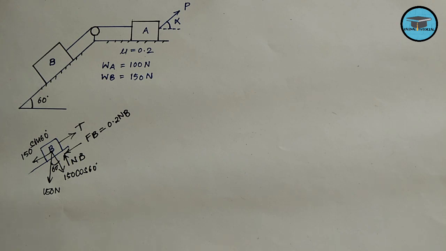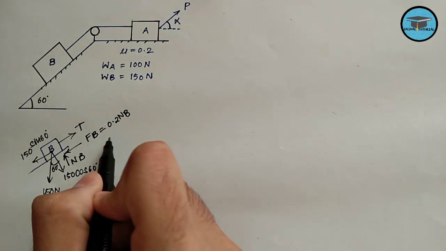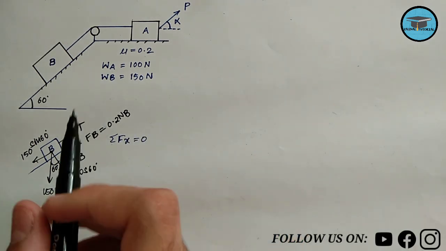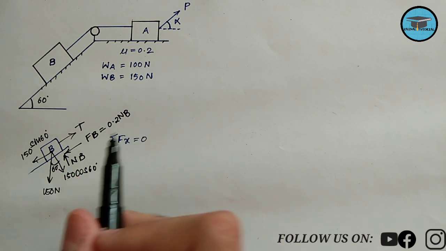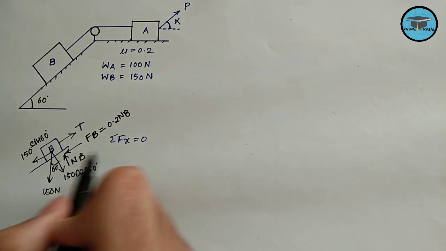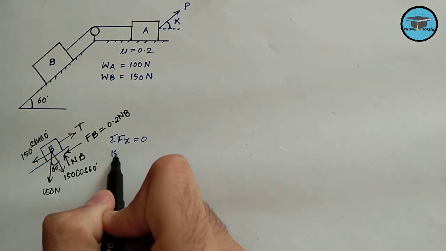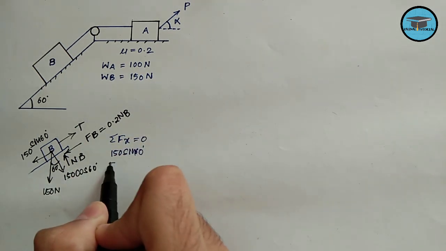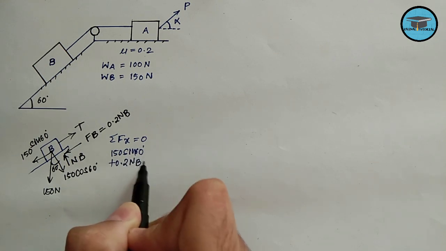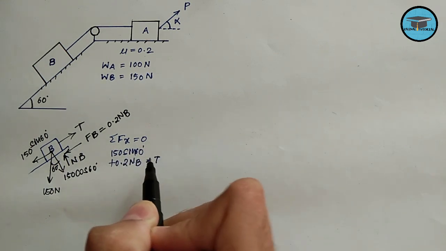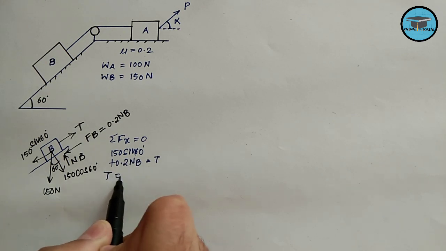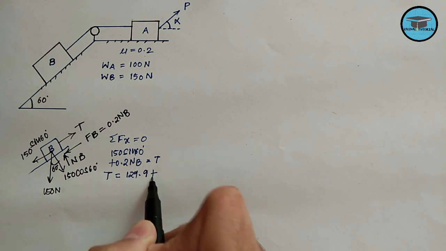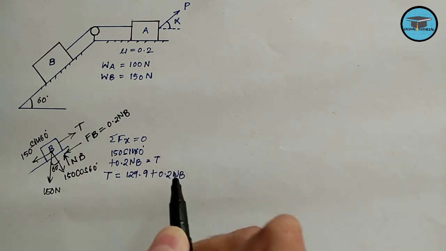Now we simply apply the conditions of equilibrium, that is, sigma Fx equals 0 and sigma Fy equals 0, to determine the unknowns. From sigma Fx equals 0, we get 150 sin 60 degrees plus 0.2 times NB equals T. So the value of T comes out to be 129.9 plus 0.2 times NB.